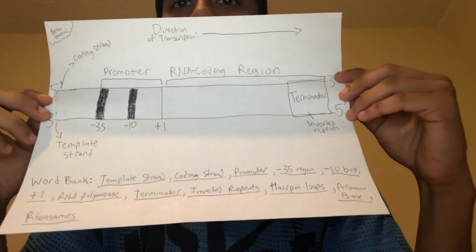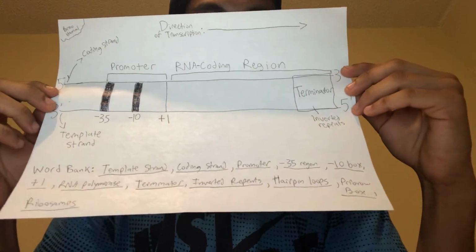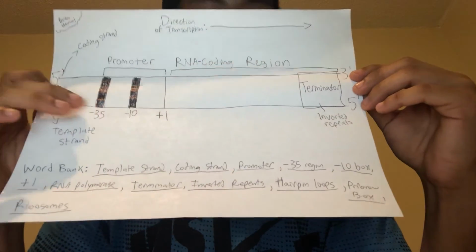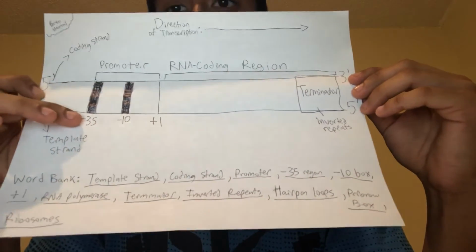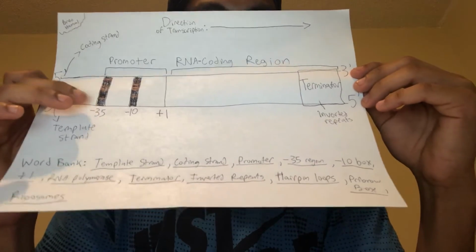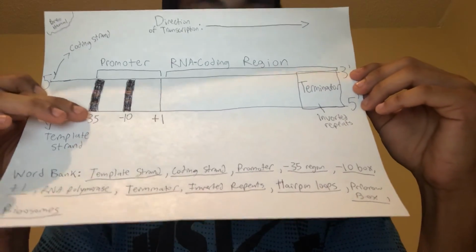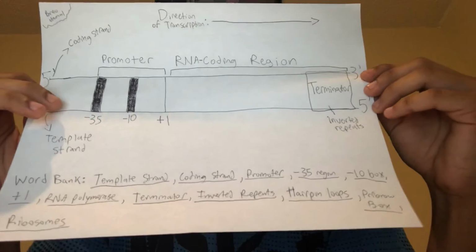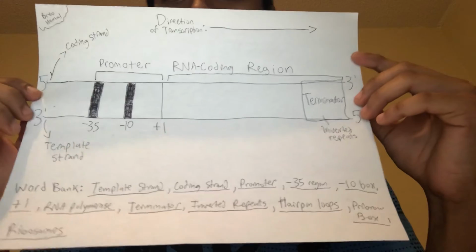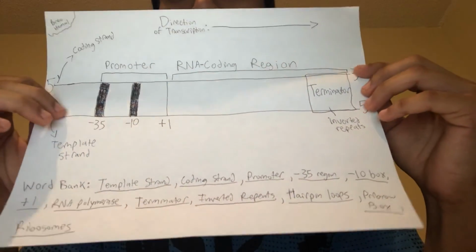A question asked was, if the -10 box is deleted in a gene, then what occurs? As we said before, the -35 box and the -10 box are very important in RNA polymerase binding. So if the -10 box was deleted, then the promoter recognition by RNA polymerase will not occur. Binding will not occur. As a result, transcription will not occur. And this can have very severe consequences on an organism. So the -10 box is very, very important to the transcription unit.